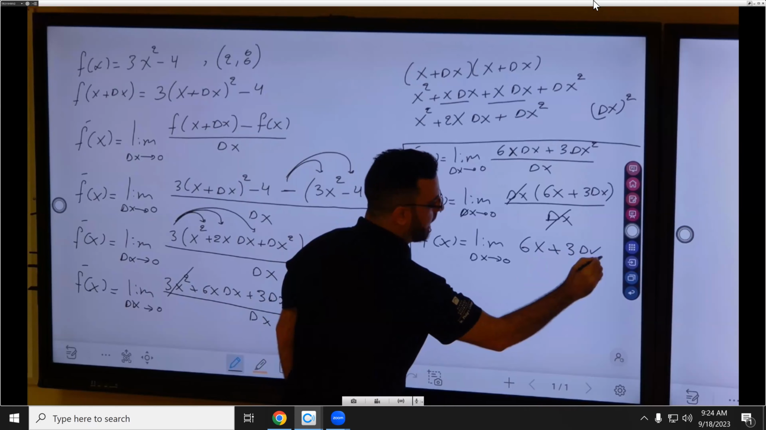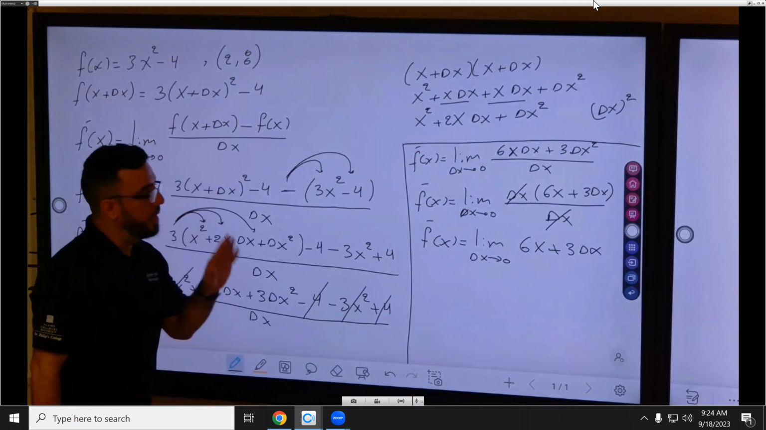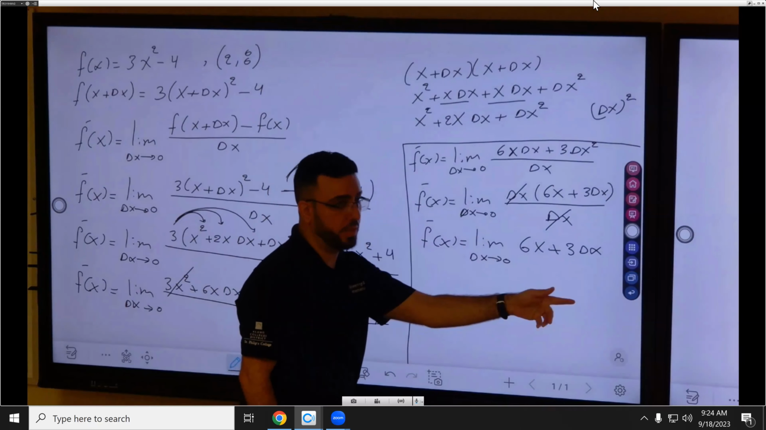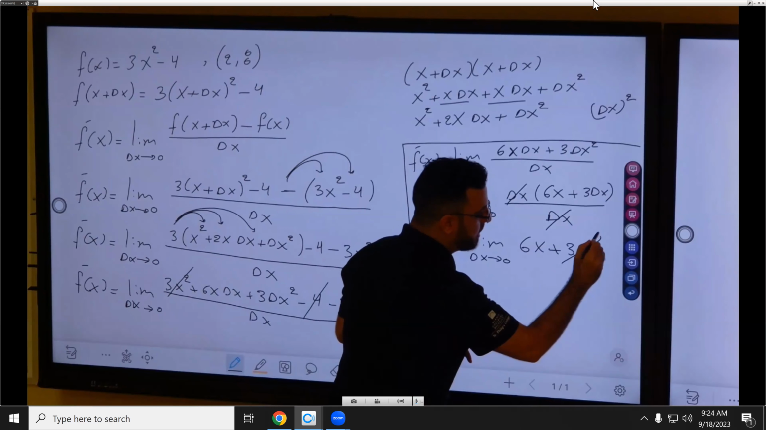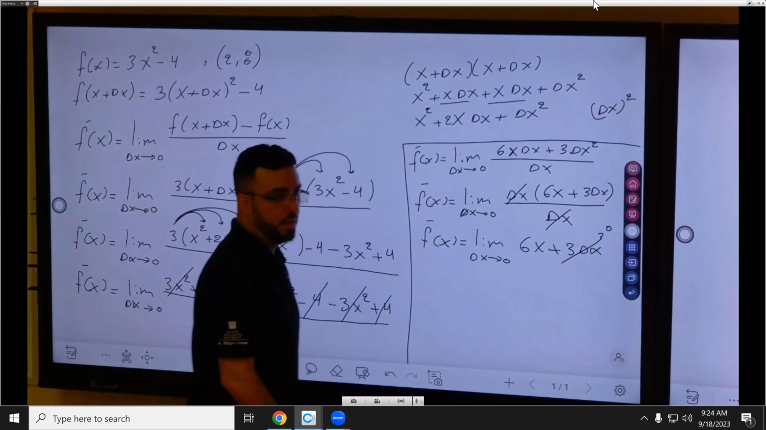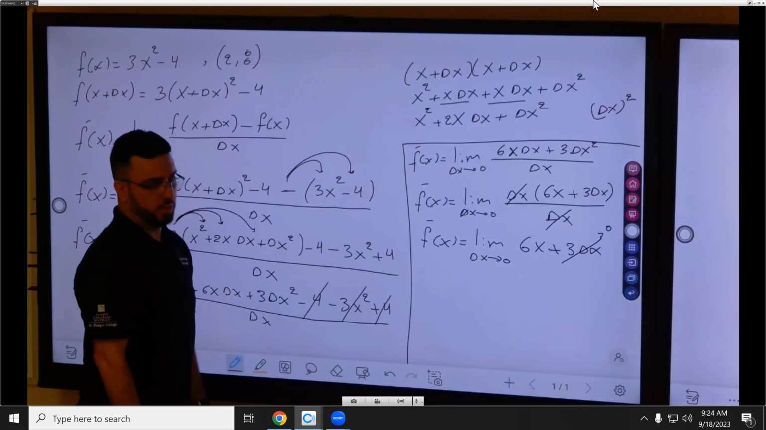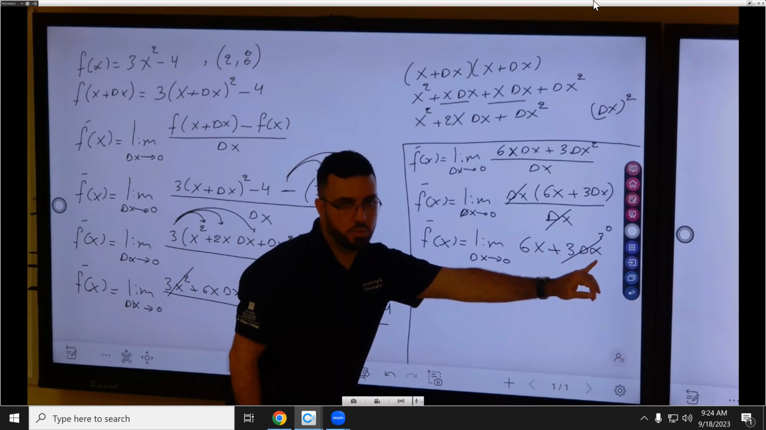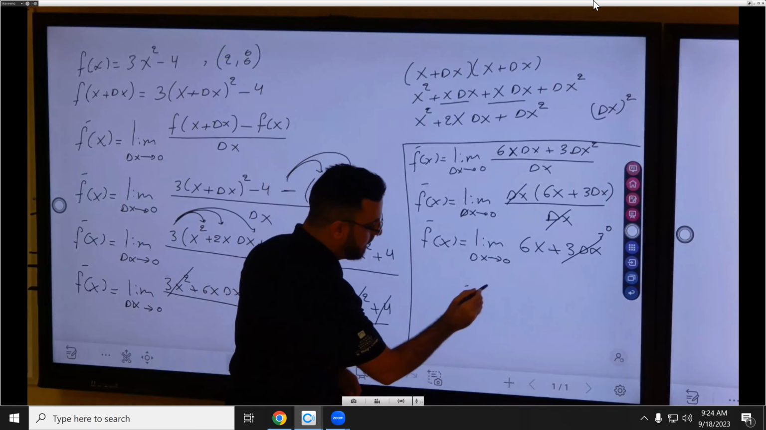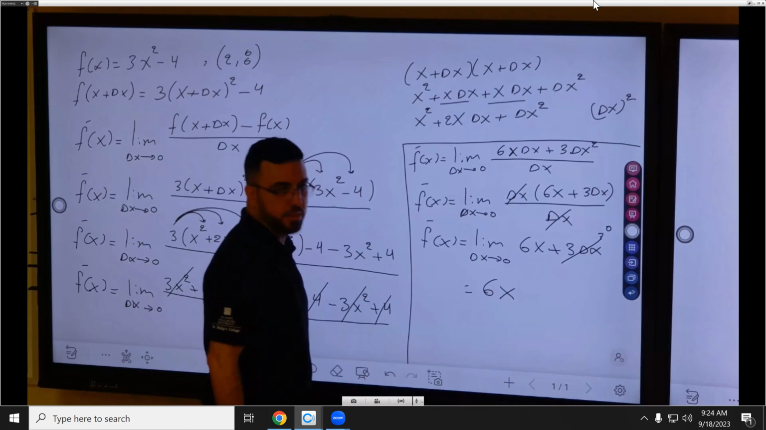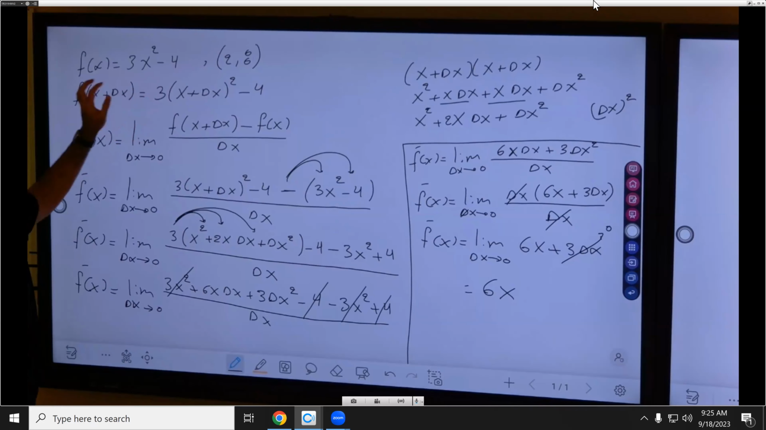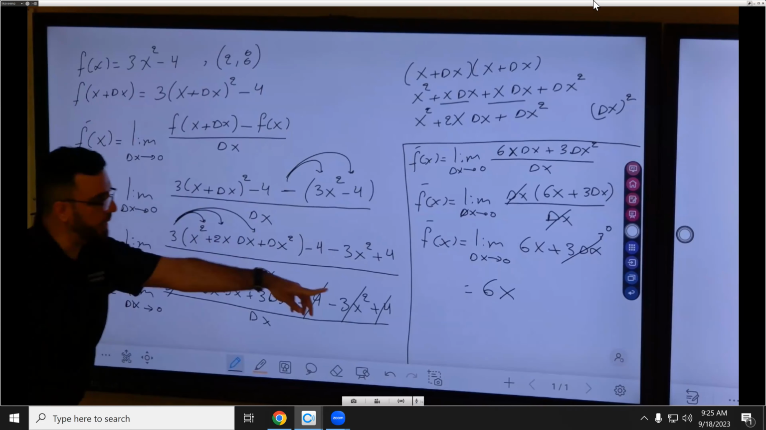3 delta x. Now we're going to plug in the limit. If delta x goes to 0, this part is going to be what? No, it's going to be 0. You plug in 0 here, 3 times 0. It's going to be 0. So what's left? 6x. That means our slope for the tangent line problem is going to be 6x.